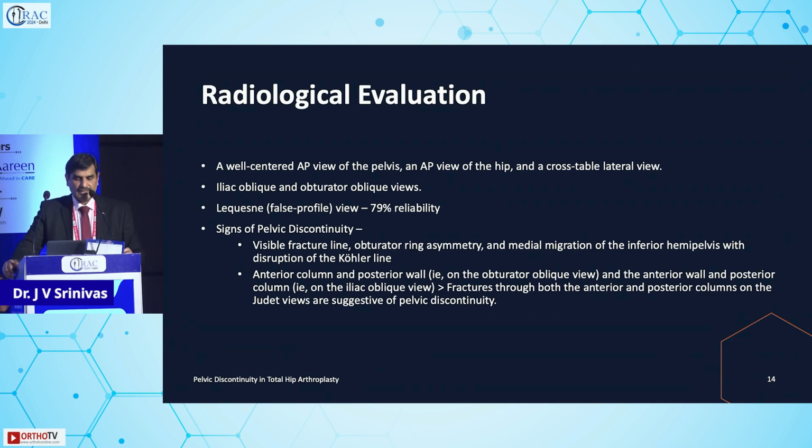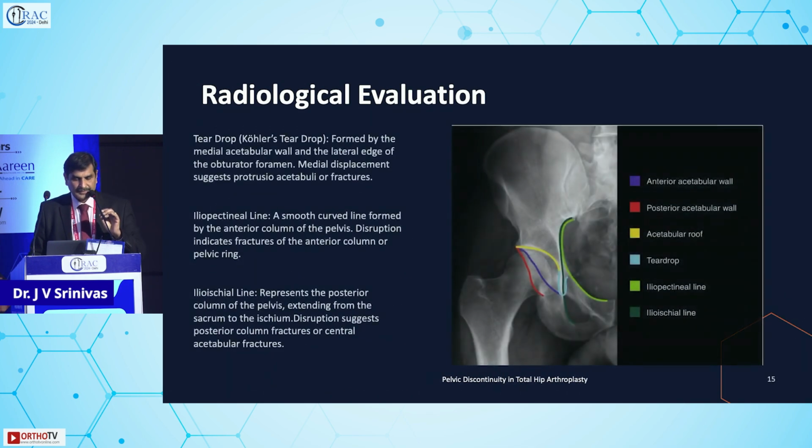So if you want to see the anterior column and the posterior wall, the obturator oblique view gives a view of the anterior column and the posterior wall. And if you do an iliac oblique view, you will see the anterior wall and the posterior column structures. So sometimes these X-rays are not very contributory.